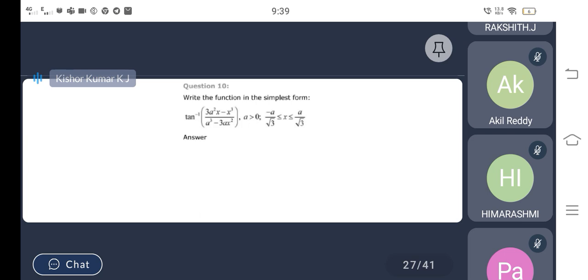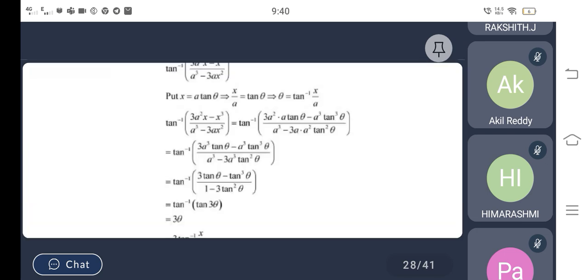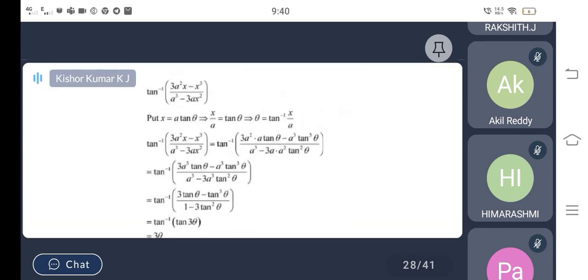When we observe this problem, we can easily get a substitution because we have both the numerator and denominator. Only we have an x term and also an a term. Don't bother about that a. But if you know the formula of tan 3 theta, we can directly do the substitution here. It is just to take x is equals to a tan theta. Just observe.